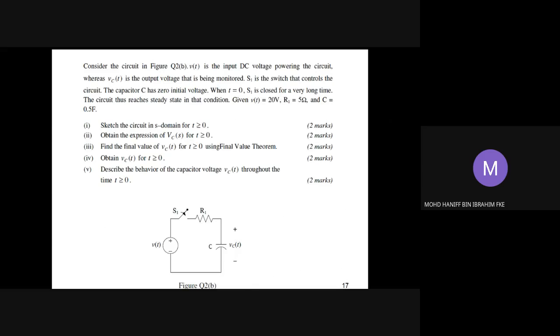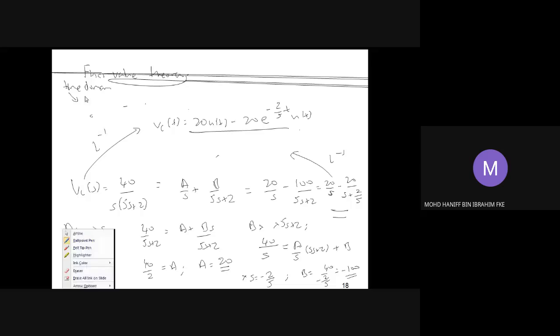Next question, which is number 5, is to describe the behavior of the capacitor voltage VCT throughout the time t bigger than 0. In other words, we need to sketch the capacitor voltage according to these equations. So we have 20 UT. Let me erase this answer first.